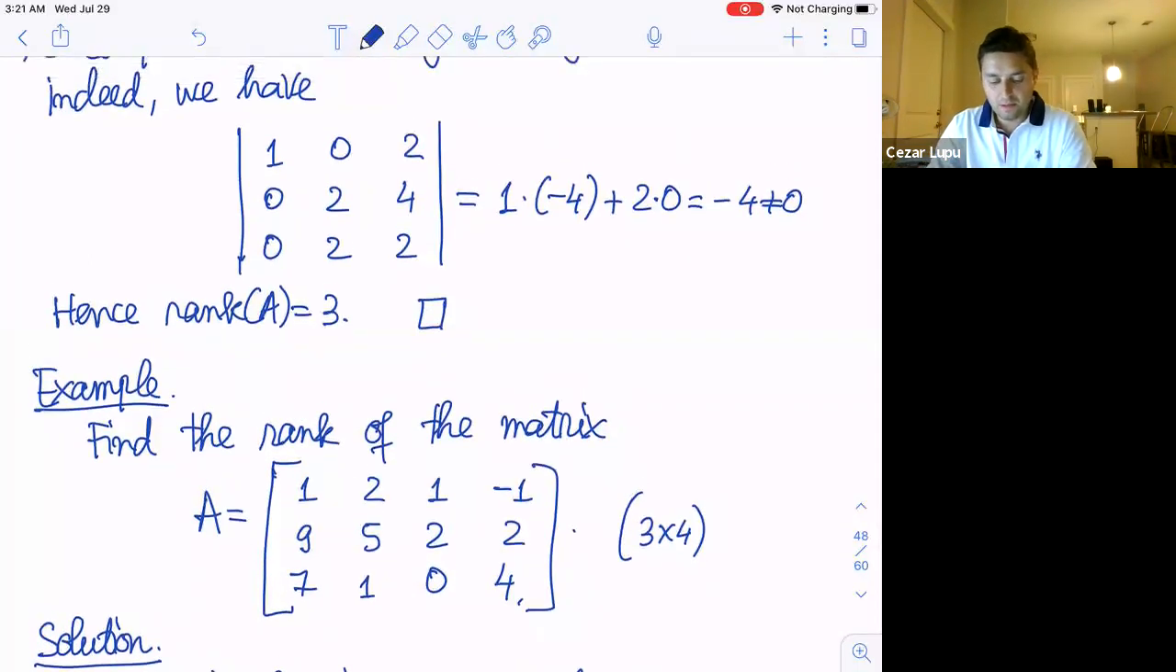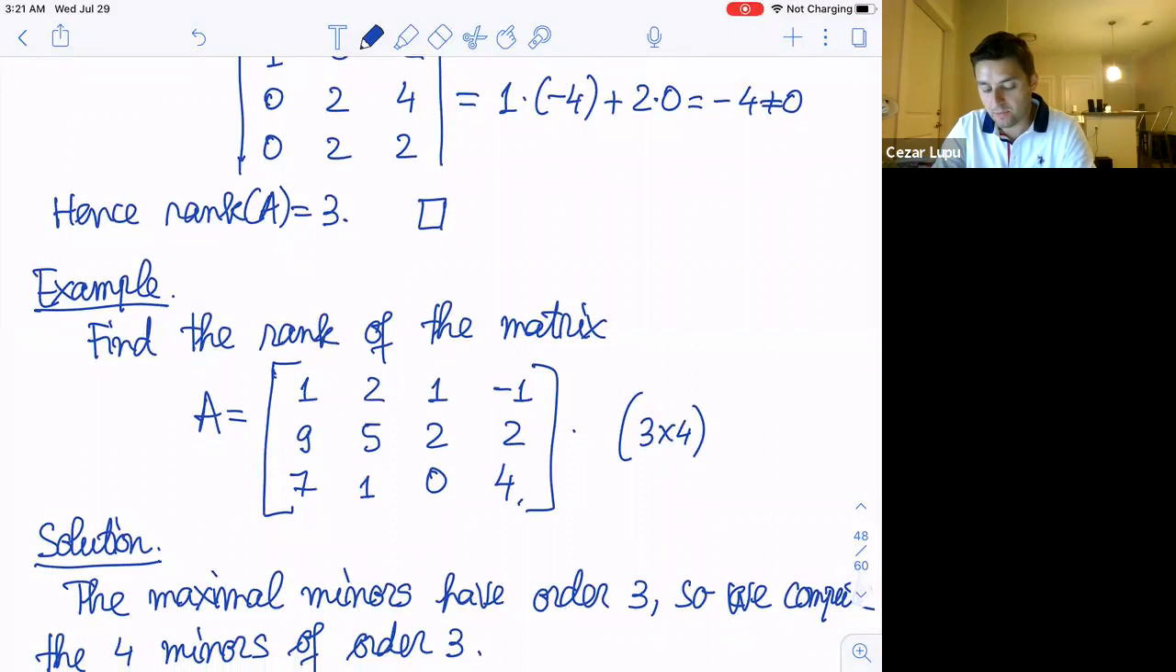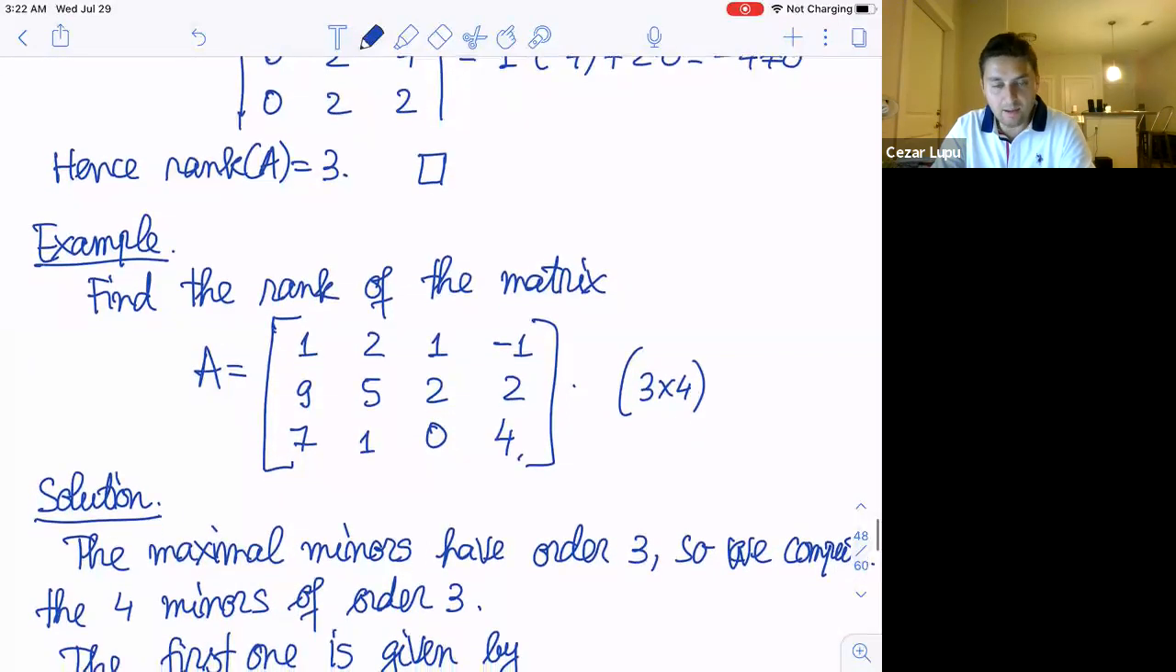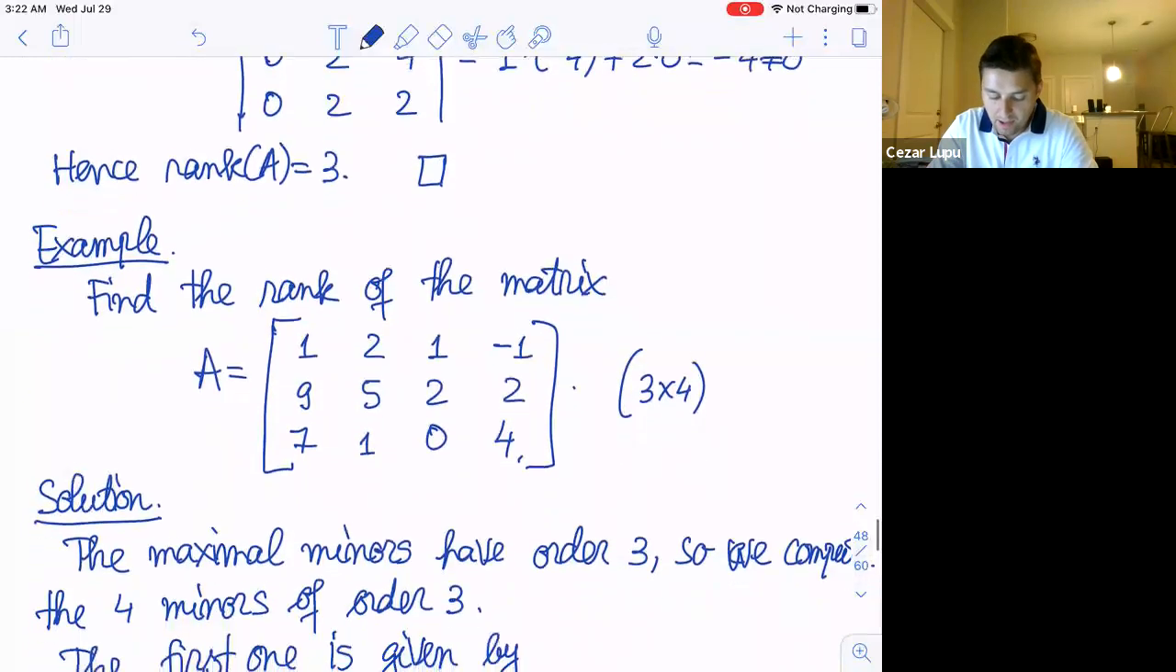So we need to find the rank of this matrix. Again, by the definition, we know that the rank will be less than or equal to the minimum between 3 and 4. So the rank will be less than or equal to 3. And if I look at the minors of order 1, it will definitely be greater than or equal to 1. So I have 3 options: 1, 2, or 3. Let's see. Now let's look at the minors of order 3 because I want to get as high as possible.